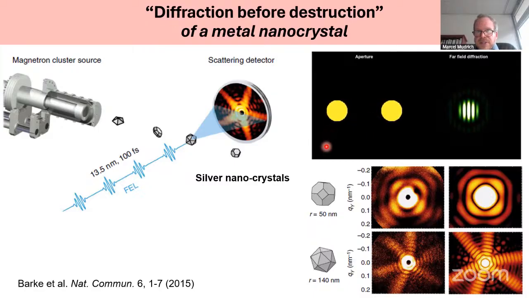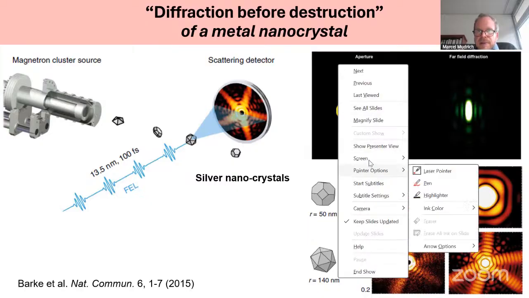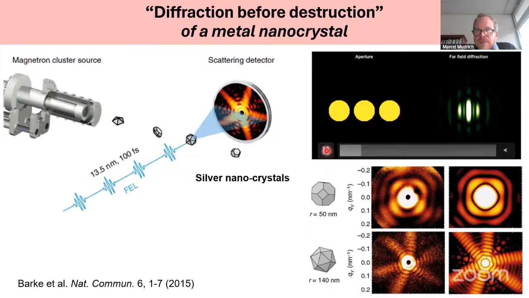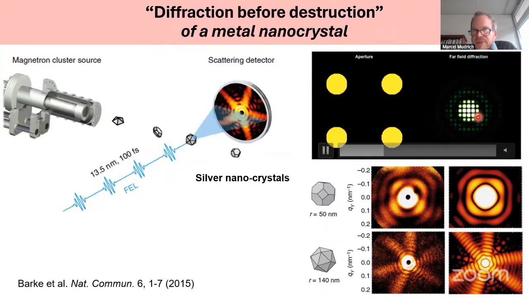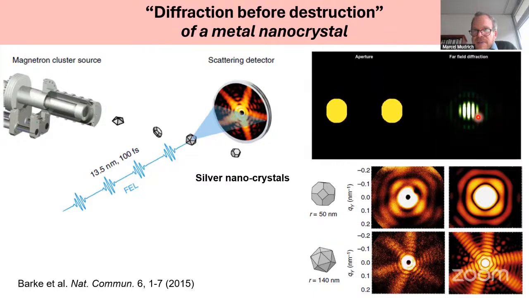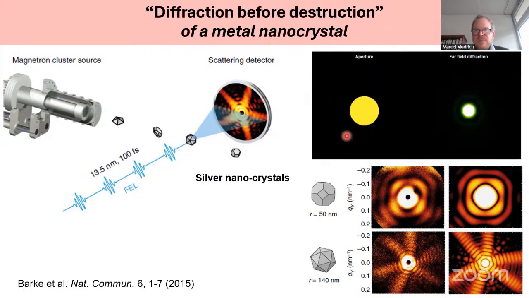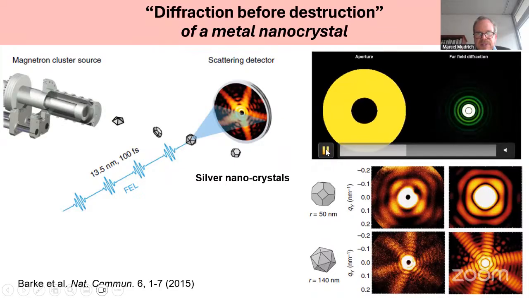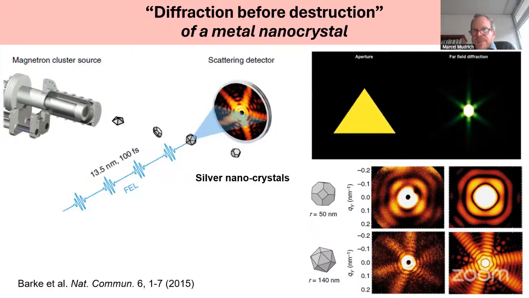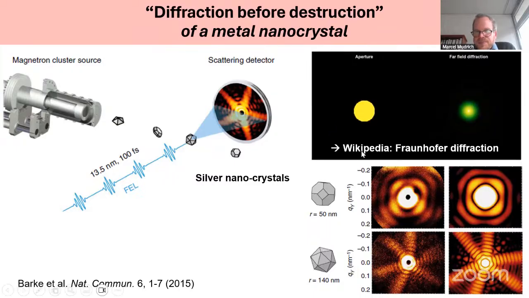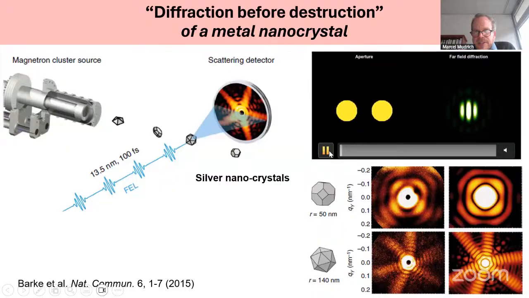If we take 2, let me see, can I stop this? Anyway, let's just see how these different patterns transform into the far field diffraction pattern. Let me see, can I stop this? Yes. Yeah, for a triangle, let me go back and stop.